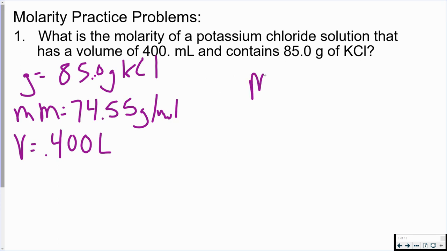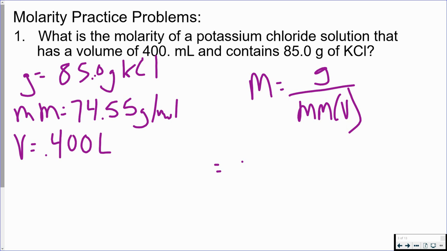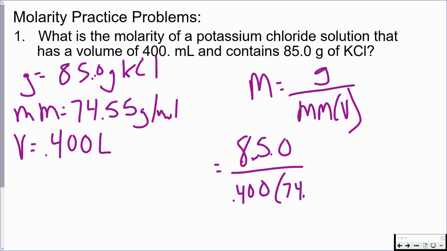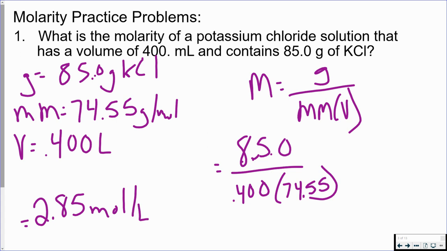The equation that we're going to use is molarity equals grams over molar mass and volume. So just plug it in. You get 85.0 divided by 0.400 and 74.55, giving us a final answer in 3 sig figs of 2.85 mole per liter, and that is of KCl.